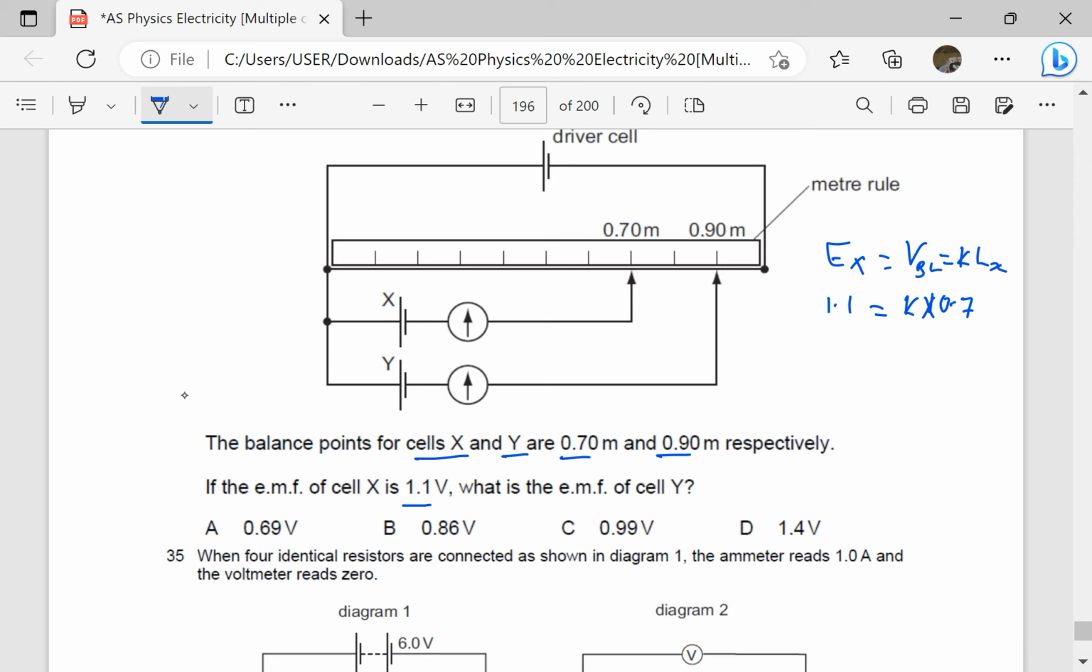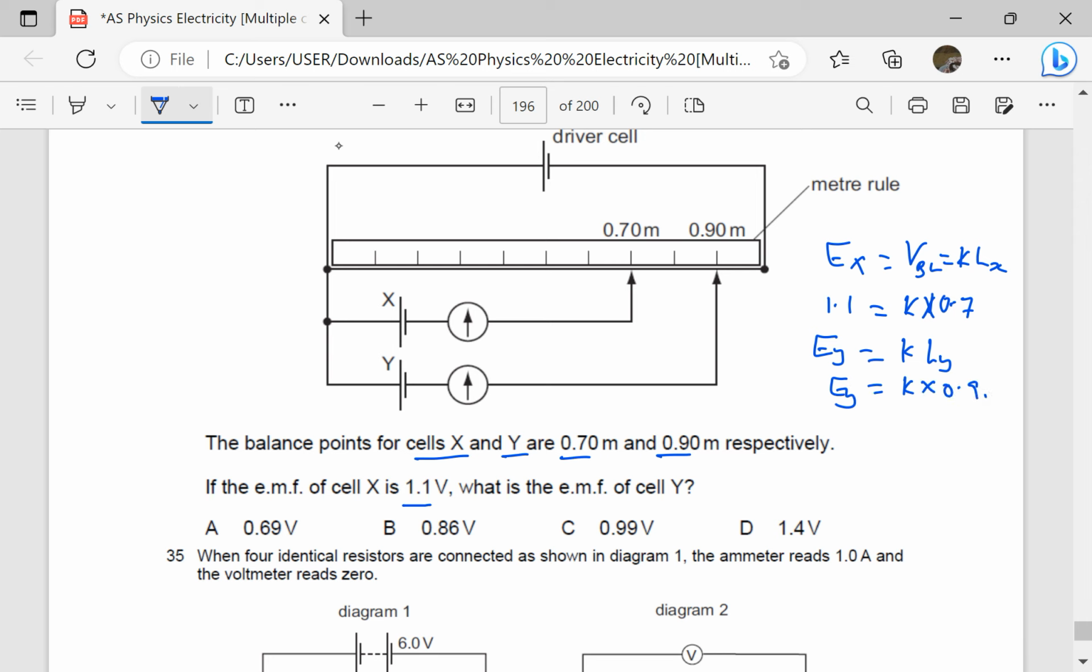Then what is the EMF of cell Y? The EMF of cell Y is also going to be the PD across the balance length for Y, which is the constant K times the balance length of Y. The balance length of Y is 0.9.